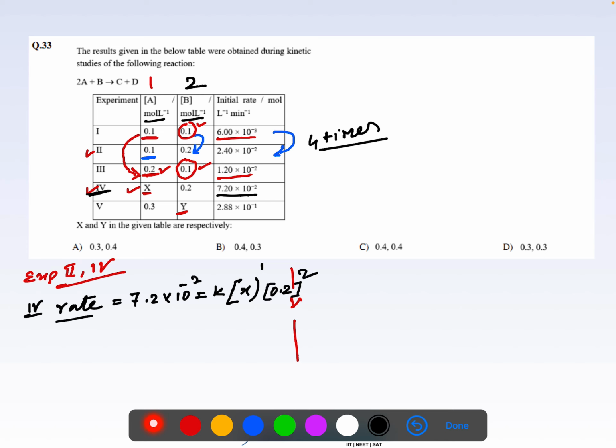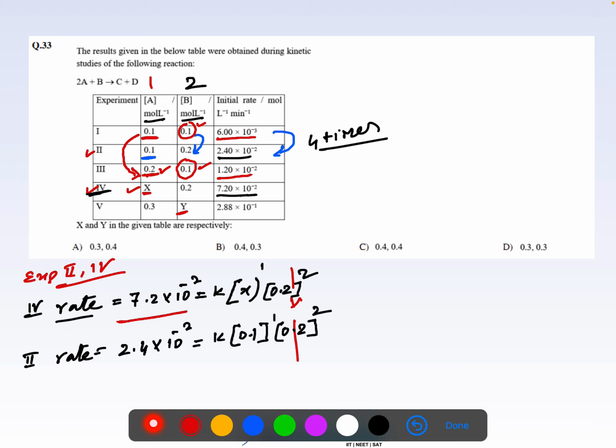Okay, and from experiment 2, again the rate is equal to, what is experiment 2 rate? It is 2.4 into 10 to the power minus 2 into K. Again here in experiment 2, concentration of A is 0.1 given, order is 1, and concentration of B is 0.2 and order is 2. So now I will take ratio between these two.